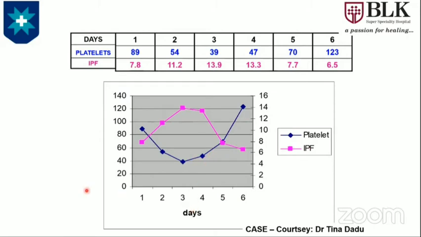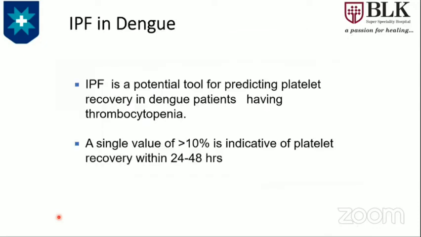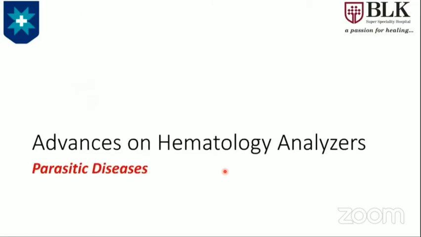And in fact, in this particular article, they went on to say that the moment your platelet count stabilizes, the IPF stabilizes, since the platelets are going to go up, you do not need to do any transfusions of platelets. And this eventually helped a lot of patients. So IPF becomes a very important and potential tool for predicting platelet recovery in dengue patients. And they also professed a 10% single value as indicative of platelet recovery, which eventually was negated by our friend, Dr. Singh from Suri Path Labs.